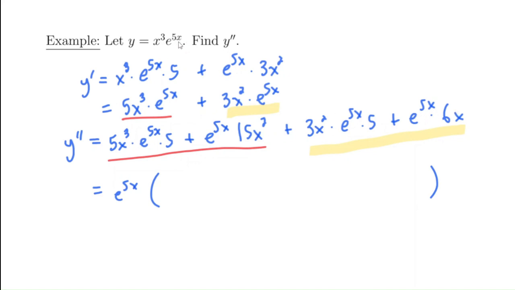So notice when we use the product rule, we ended up getting 2 terms here. But then when we use the product rule again, this one gave us 2 terms, and this one gave us 2 terms, and so we had a total of 4 terms. If we wanted to find y triple prime, it would get even a little bit messier. So sometimes when you're taking these higher order derivatives, it can get a little bit messy.